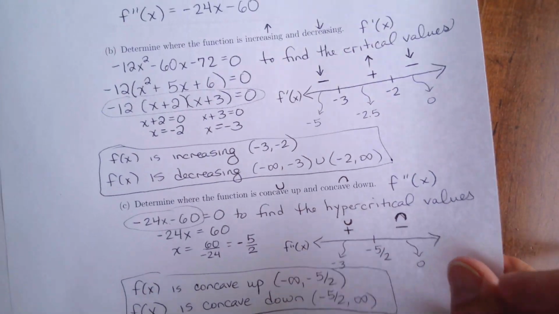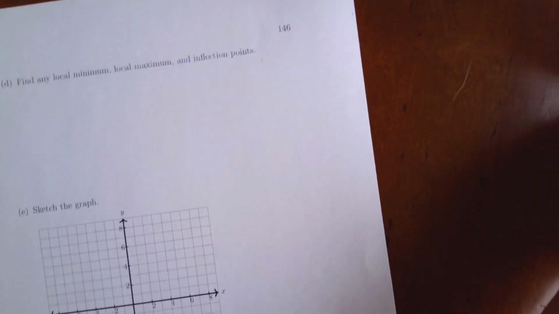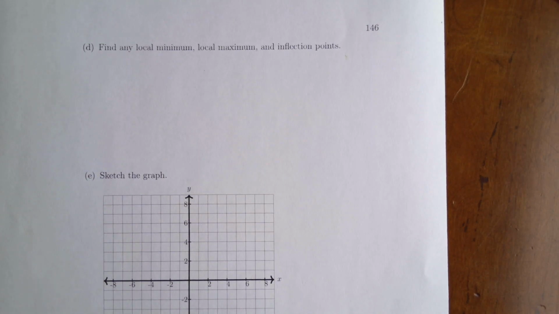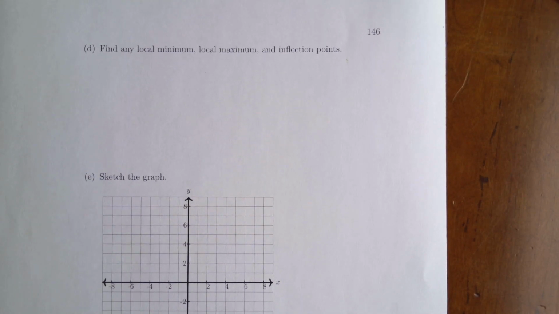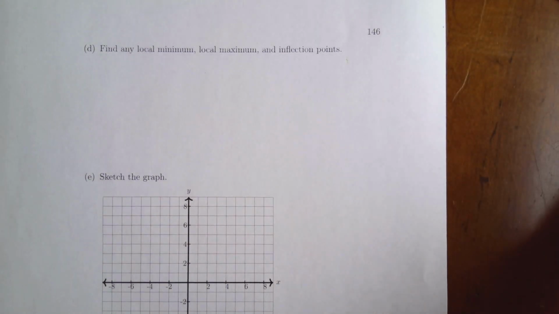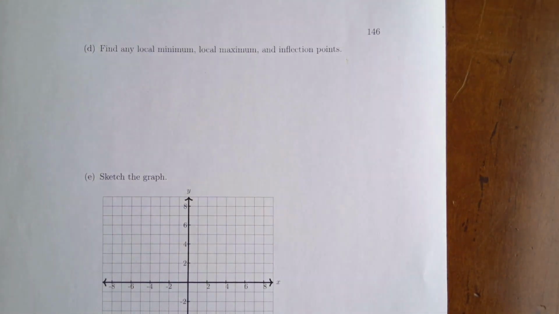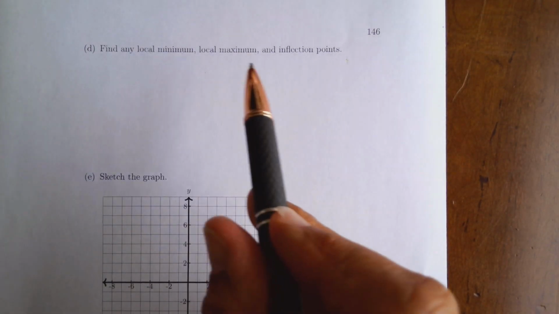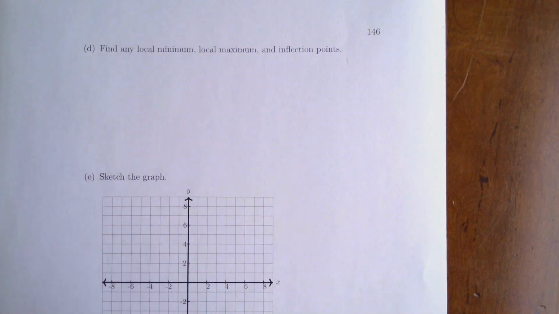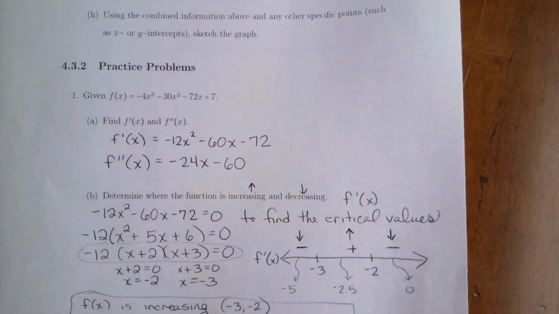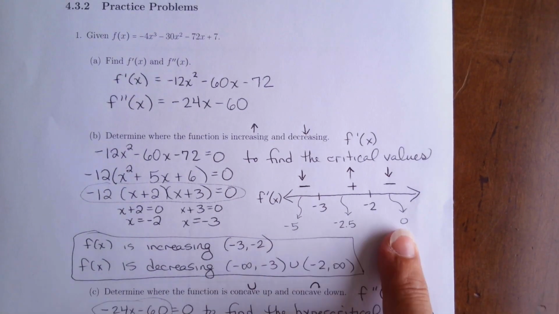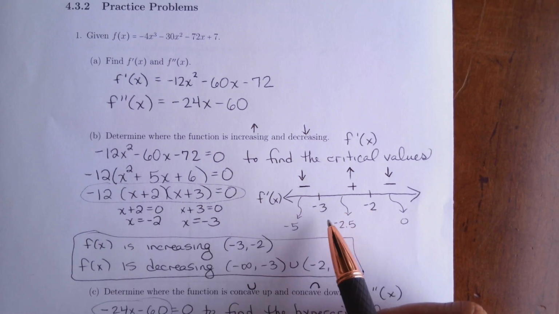All right, so let's look at part D. Find all the local minimum, local maximum, and inflection points. Okay, so local mins and local maxes happen where there is a change from increasing to decreasing on the first derivative. You have to know which one's which, so let's talk about that. So here's our first derivative graph. So the only possible max and mins are your critical values.